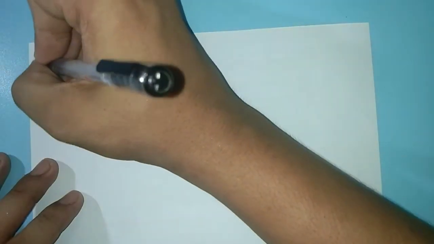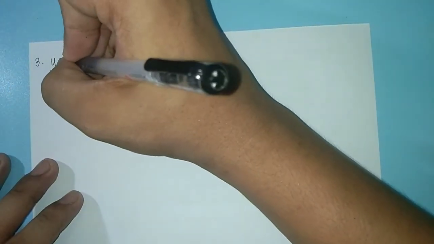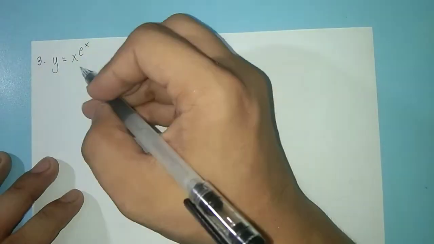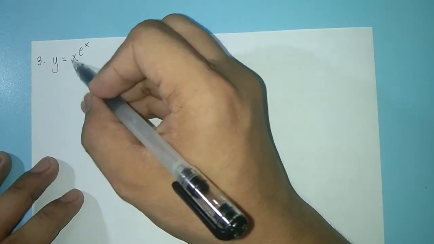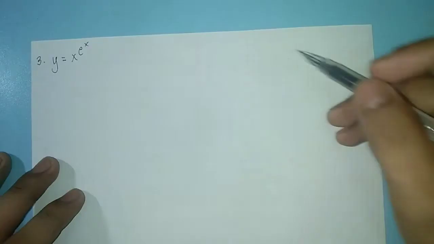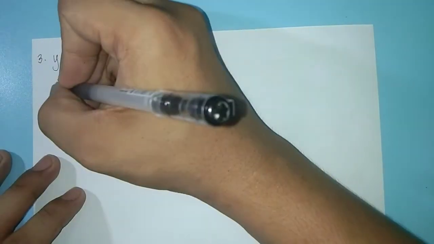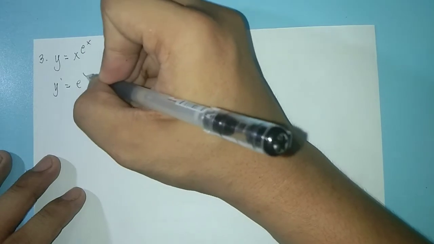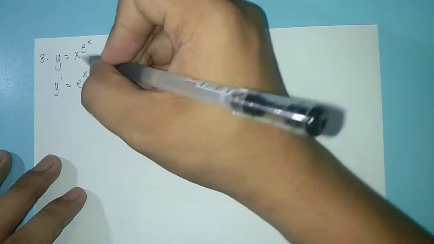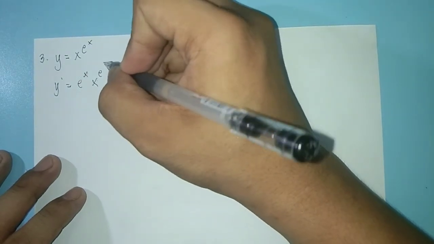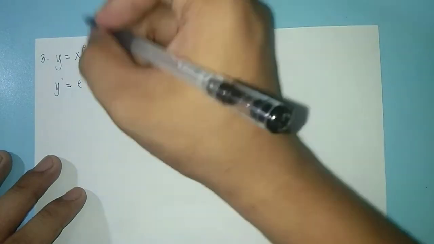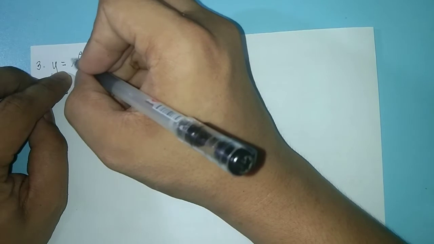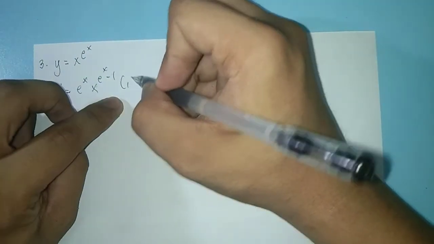For number 3, let's find the derivative of y equals x e raised to x. So dito naman, u raised to v siya kasi x yung base tapos e raised to x yung exponent. Okay, so yung derivative niyan will be, ibababa natin yung e raised to x tapos babawasan natin na yung exponent ng isa. So x e raised to x minus 1. Then derivative ng e raised to x. So what is the derivative pala ng x? So derivative ng x, that is 1.